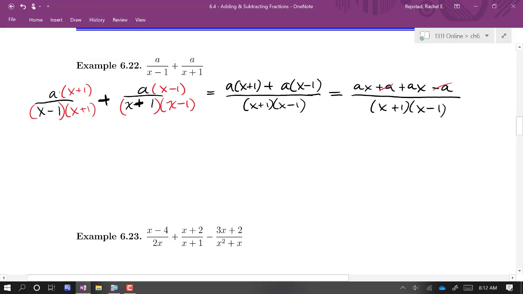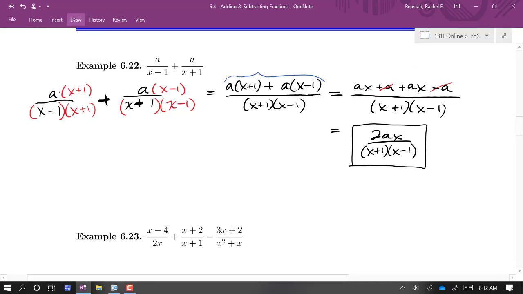Then we can combine like terms, right? The plus a and the minus a cancel. So we have 2ax over x plus 1, x minus 1. In this case, we actually had another option for simplifying the top, because there is a common factor of a up top. So instead of distributing everything, you could factor out the a, and then we have x plus 1 plus x minus 1. Then the plus 1 and minus 1 cancel. And this is 2x times a, so that still gives us the 2ax.